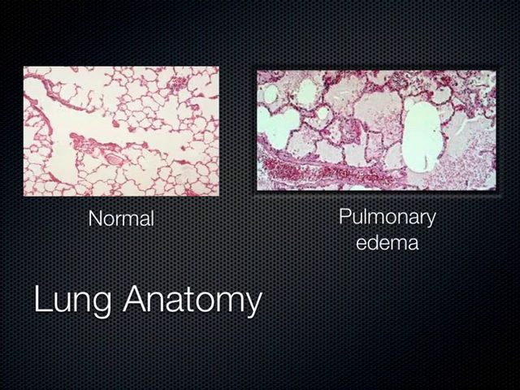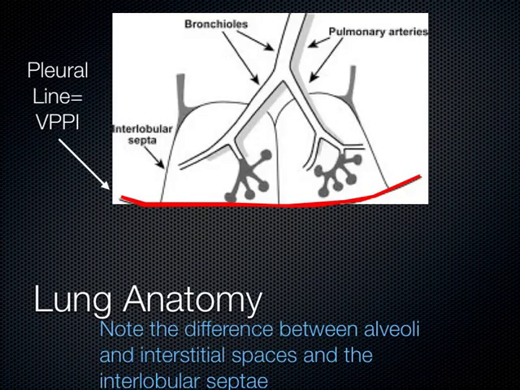Looking back at the picture, the pleural line is also sometimes referred to as the VPPI, the visceral parietal pleural interface. It basically just means where the visceral and the parietal pleura come together and move on each other. These terminal bronchioles go all the way out to the periphery of the lungs, and the interlobular septa come up to the surface in a perpendicular fashion. That is important to note, because it will explain some of the artifacts we see in a moment.